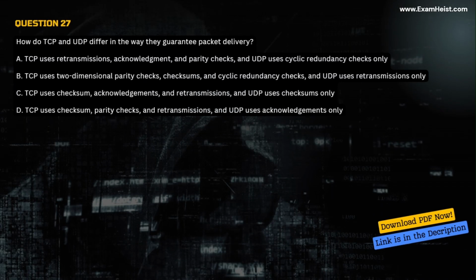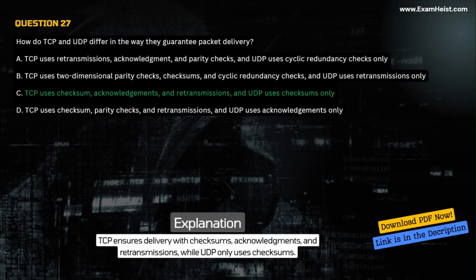Question 27. How do TCP and UDP differ in the way they guarantee packet delivery? A. TCP uses retransmissions, acknowledgement, and parity checks, and UDP uses cyclic redundancy checks only. B. TCP uses two-dimensional parity checks, checksums, and cyclic redundancy checks, and UDP uses retransmissions only. C. TCP uses checksum, acknowledgements, and retransmissions, and UDP uses checksums only. D. TCP uses checksum, parity checks, and retransmissions, and UDP uses acknowledgements only. Correct answer, C. Explanation: TCP ensures delivery with checksums, acknowledgements, and retransmissions, while UDP only uses checksums.